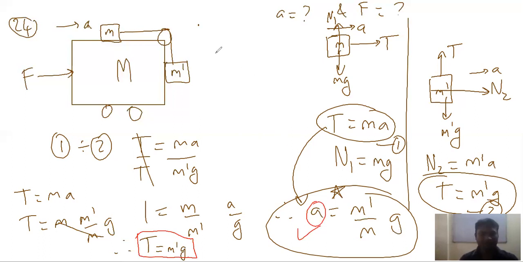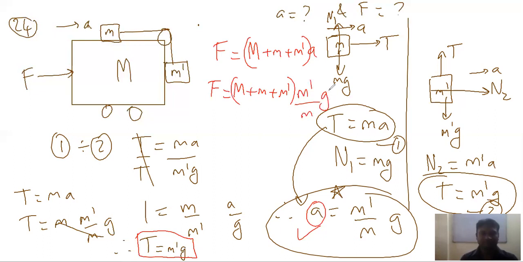Now we want to calculate the value of F, the force that leads to acceleration of the system. Acceleration is A, and the total mass is M plus M plus M'. So F will be (M + M + M') into A, which is M' upon M into G. So this is the answer for F. We found force F, tension and acceleration, all the things needed for this question. So this is how we solve question number 24.